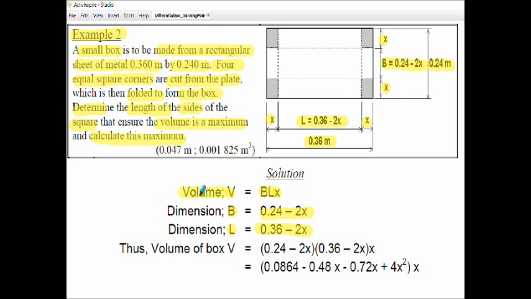To find the volume of the box V now, I simply multiply my B times my L times my x. My B is 0.24 take away 2x. My L is 0.36 take away 2x, and that is all times x. If I expand the brackets, I will get this expression here of 0.0864 minus 0.48x minus 0.72x plus 4x squared, and you can simplify the like terms there inside the brackets, and don't forget that is still all multiplied by x outside the bracket.